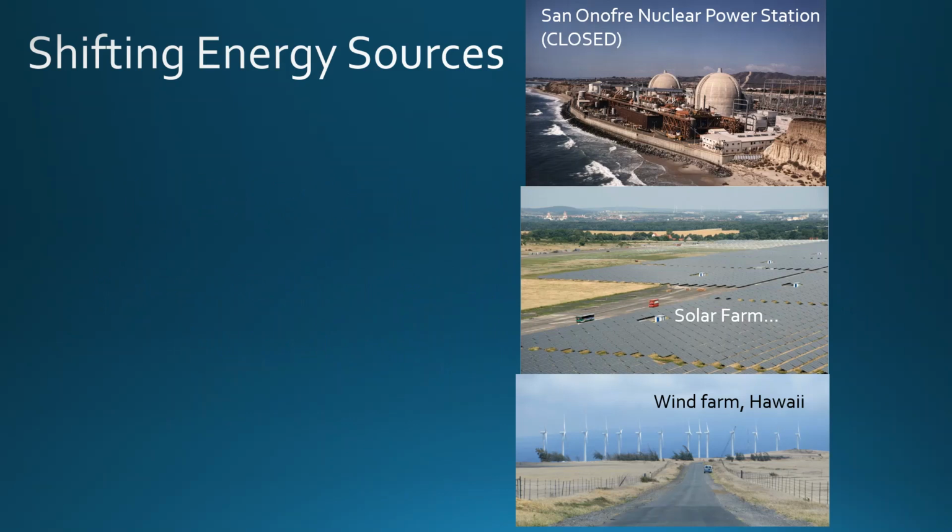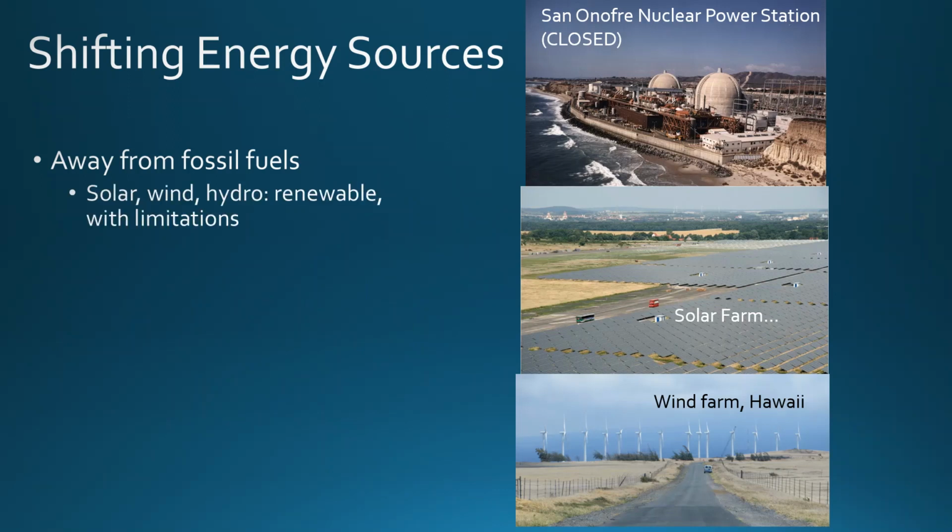Lots of countries, more developed countries, are shifting energy sources away from fossil fuels. Things like nuclear. This is the San Onofre power plant, which closed recently. But also solar, wind, hydroelectric, renewables, with limitations. Sometimes it's hard to get all of the energy that we need from renewables given the constraints that we have. But there are lots of ways to do that. Nuclear power is very popular in Europe. You have no carbon emissions, but there are some other problems with them.